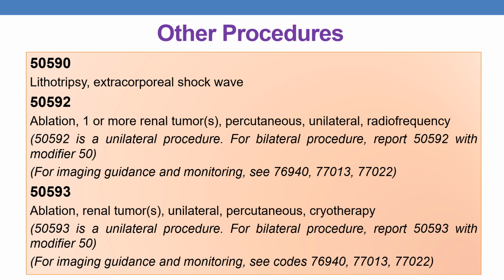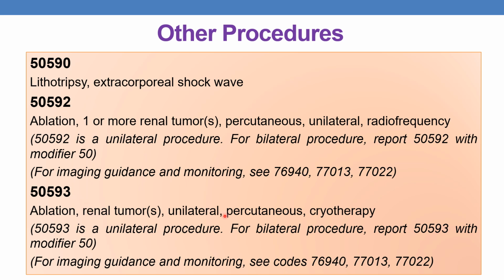Now coming to other procedures. The first CPT is 50590, lithotripsy extracorporeal shock wave. The next is 50592, ablation one or more renal tumors, percutaneous unilateral radiofrequency. And 50592 is a unilateral procedure. For bilateral procedure, you need to report 50592 with 50 modifier. And for image guidance and monitoring, you need to see 76940, 77013, 77022.